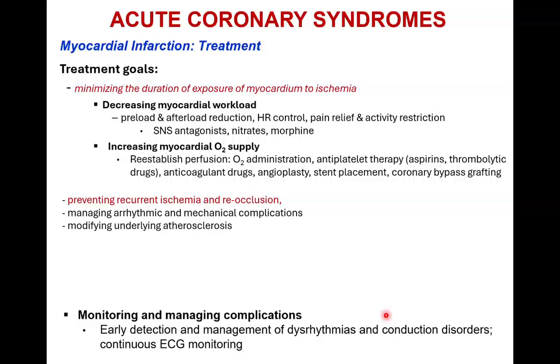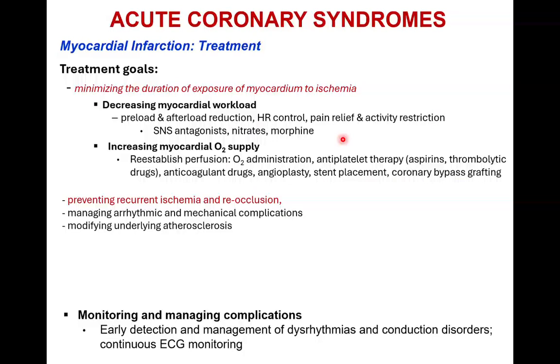Really, you want to minimize how long ischemia is taking place, and you want to prevent it from happening again, right? So you want to decrease workload and increase myocardial oxygen supply. Again, there's that economics of supply and demand, right? And these are some of the things you can do to decrease the workload. You can decrease your preload, decrease your heart rate, decrease your afterload.